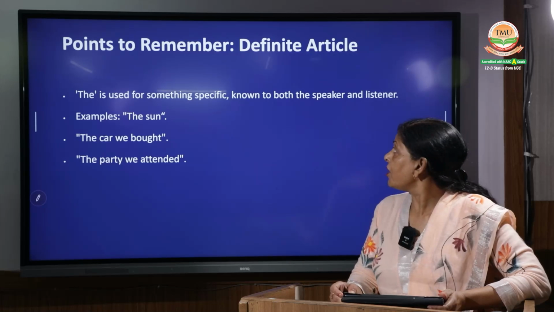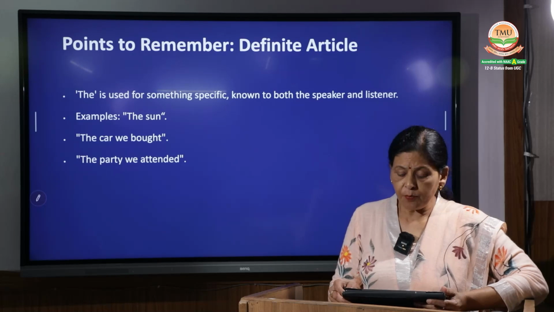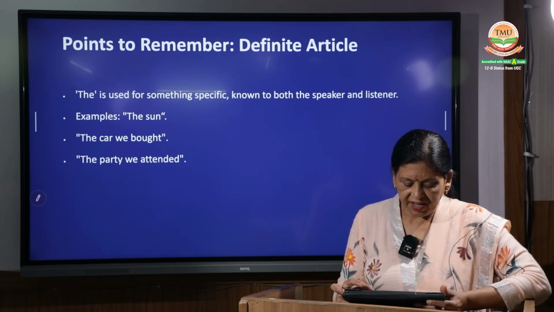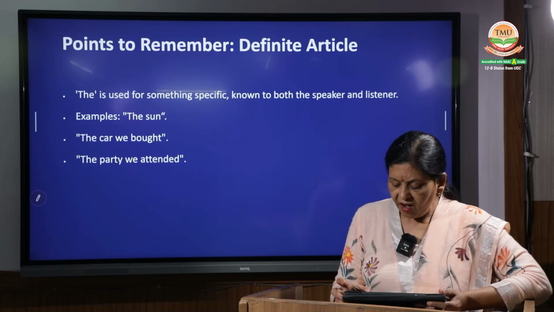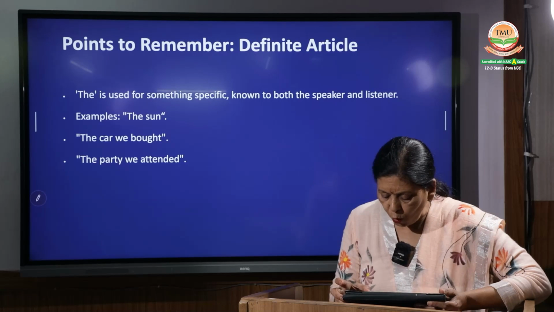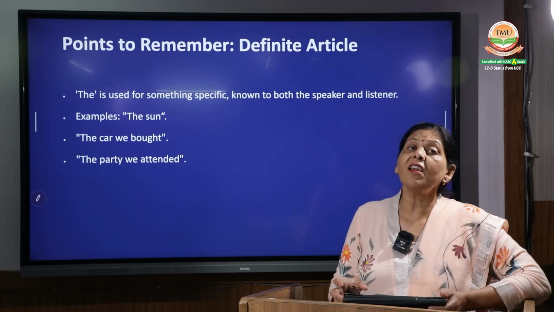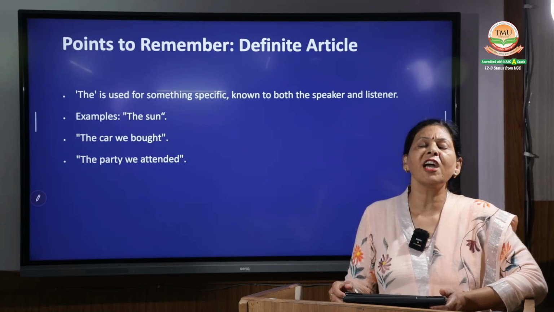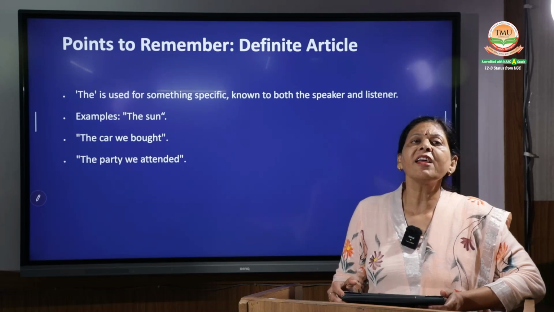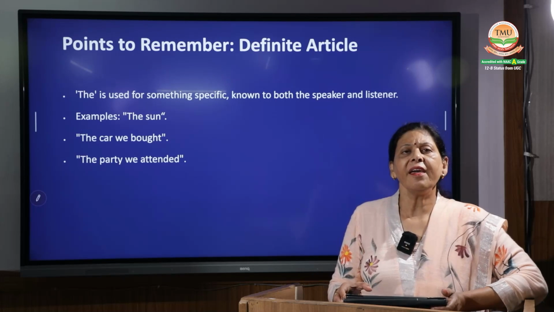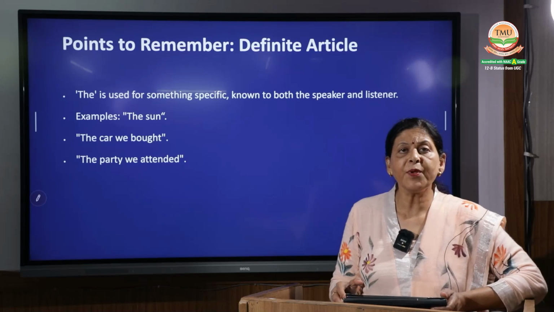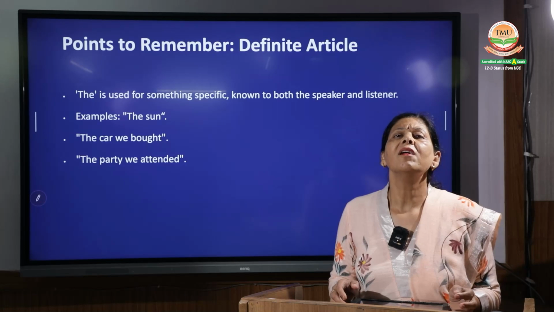Now there are certain points to remember regarding the definite article. We have been discussing all these. There are definite articles that are known to both the speaker and the listener. One very important thing which I have missed out is that the definite article is used when a particular thing is known to both the speaker and the listener.